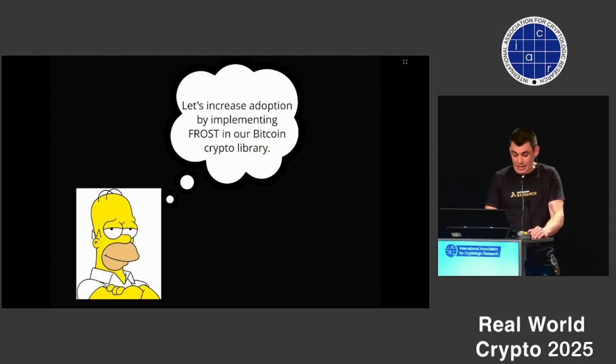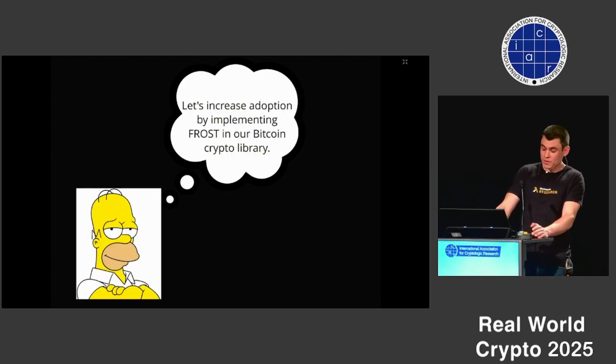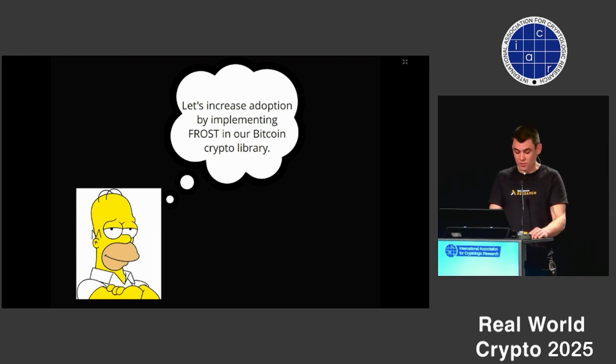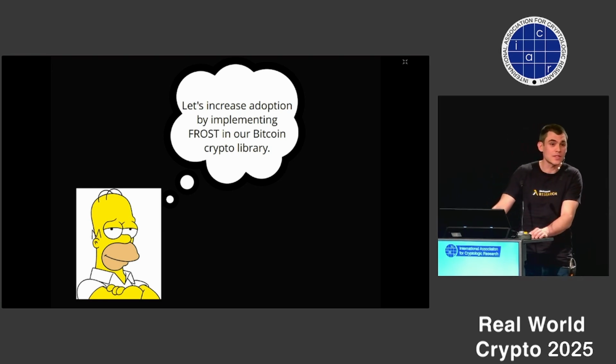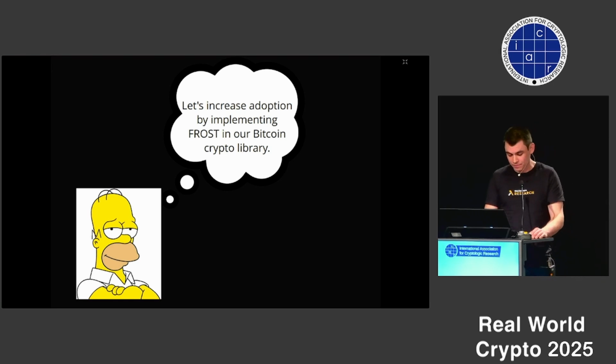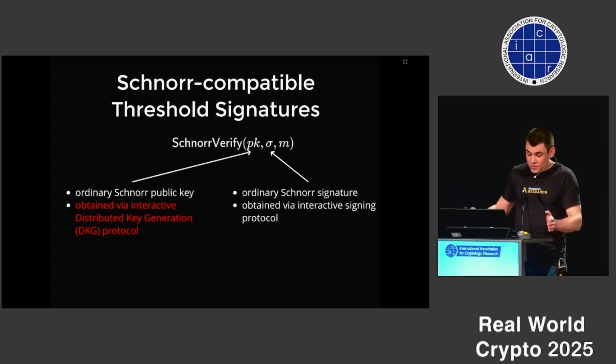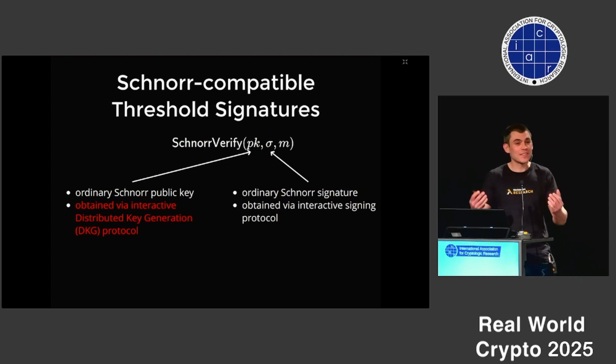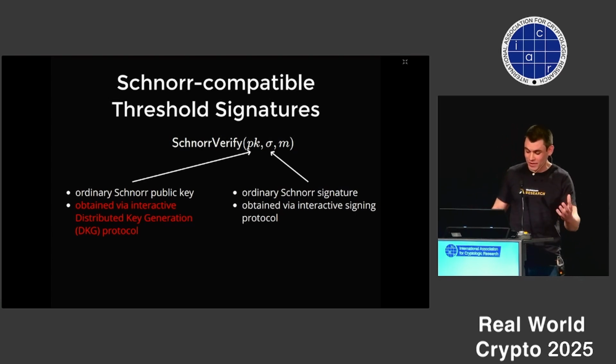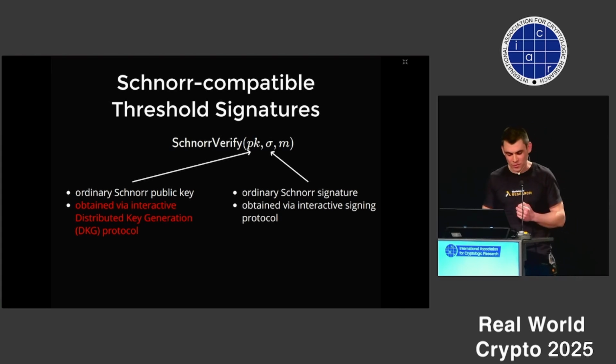So our thought was, let's increase adoption by implementing FROST with distributed key generation in our Bitcoin crypto library, because this is a library that Bitcoin devs are already familiar with. By the way, that library is called secp256k1-zkp, and it's a fork of the library used in Bitcoin Core and supports more advanced primitives. As we've seen before, if we want to implement the entirety of FROST, we don't only have to implement signing, but also distributed key generation.